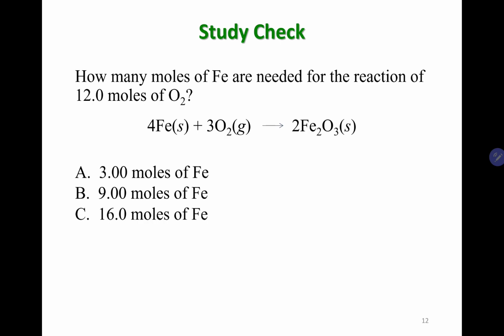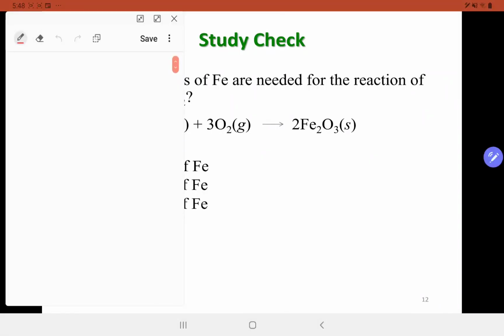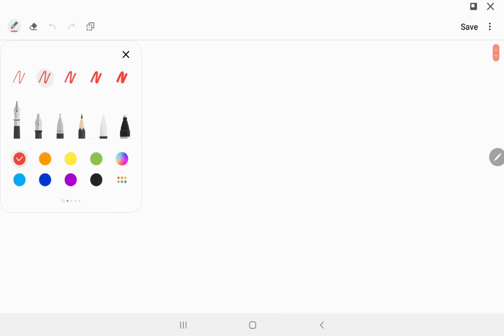All right, so if you are watching the video, you might want to pause the video and then try the study check by yourself. In this study check, I have already given you the balanced chemical equation for the reaction between iron and oxygen. Let's do this calculation. It's very similar to the one that we did before, but I want to use a new piece of paper so that you will understand it better.